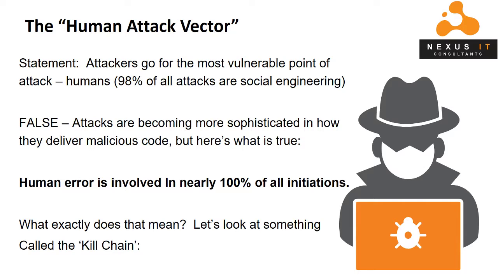A common statistic I hear from my counterparts on this subject is that 98% of all attacks are social engineering. I don't see that supported in the data, though. Some of the most infamous attacks of the last 2 years were completely automated. WannaCry was one of the most famous instances of this and required zero human interaction to spread throughout the world in just hours. Human error is involved in nearly 100% of all initiation, though. So what exactly does that mean? Let's take a look at something called the kill chain.